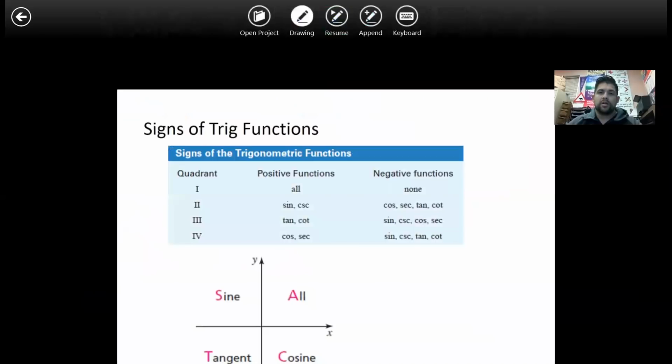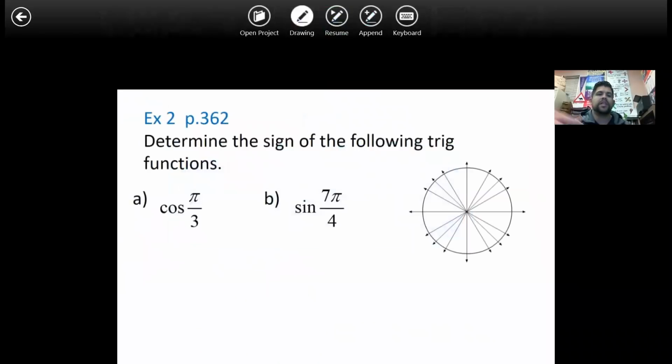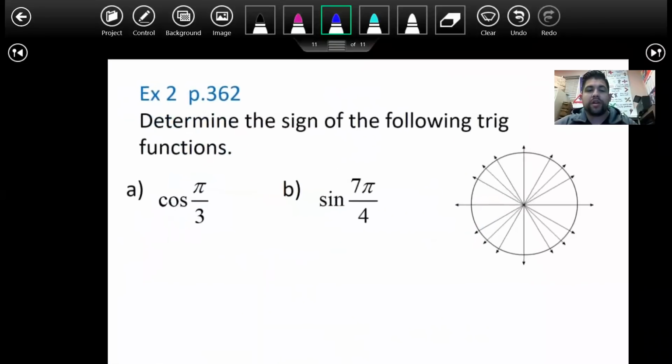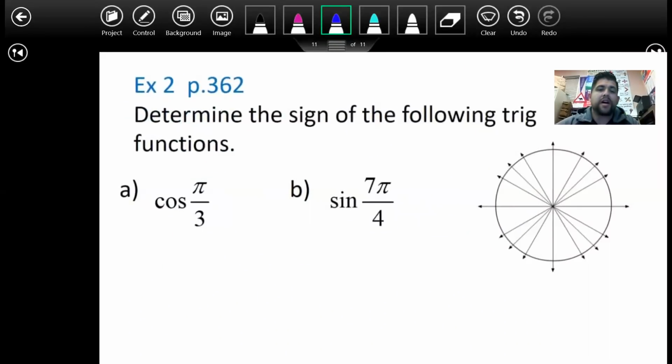So let's look at a problem I can ask you. These are the types of things I'm going to ask you. Just determine the signs for the following trig functions. I'm not going to ask you what the coordinate point is for these.